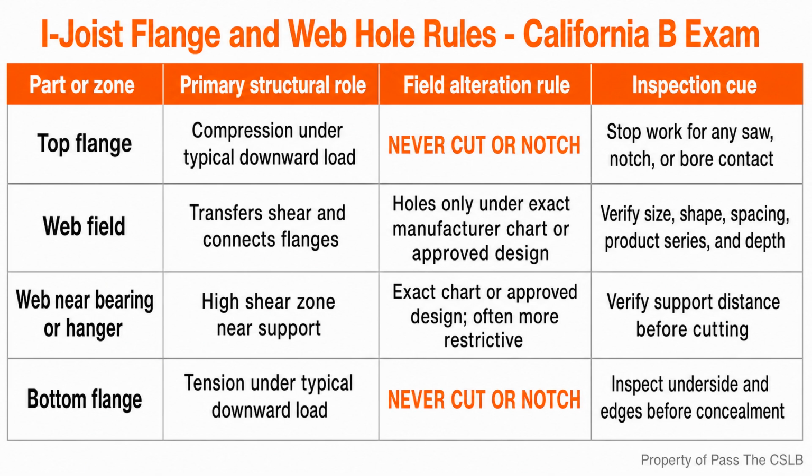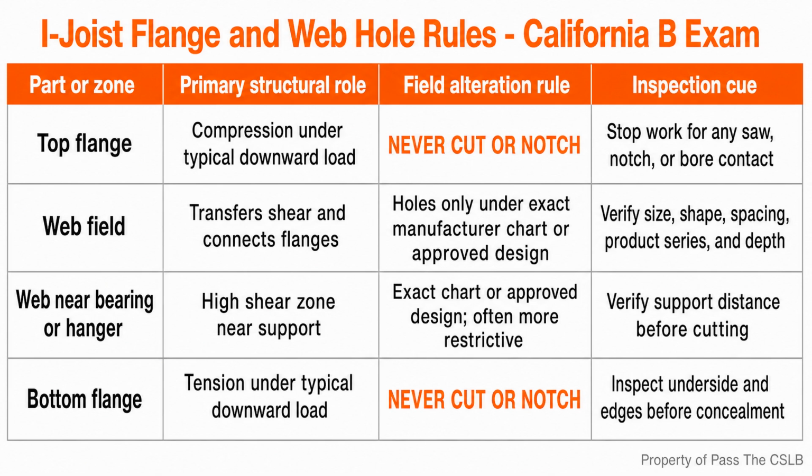Structural glued laminated timber, usually called Glulam, is made from larger wood laminations bonded together. A Glulam may look substantial enough to tolerate almost anything, but appearance is not permission. Drilling or notching can create a stress concentration, interrupt fibers and glue lines, and reduce capacity in a critical zone. The field decision stays the same. I verify a published allowance or obtain design approval before cutting.